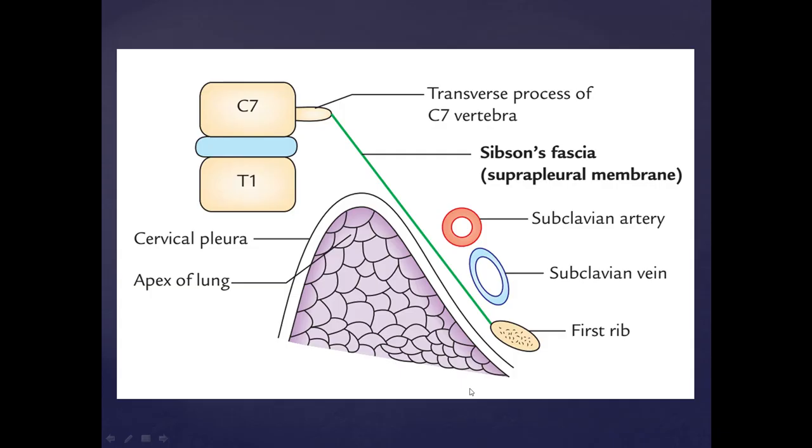So we can see over here, this is the lung, its apex, and here lies the cervical pleura. Above the cervical pleura, there is one more layer which is known as suprapleural membrane or Sibson's fascia. You can see the transverse process of C7 vertebra over here. So here lies the Sibson's fascia or the suprapleural membrane till the first rib.